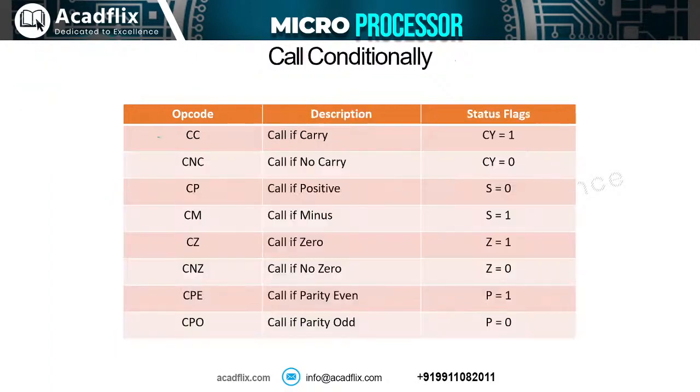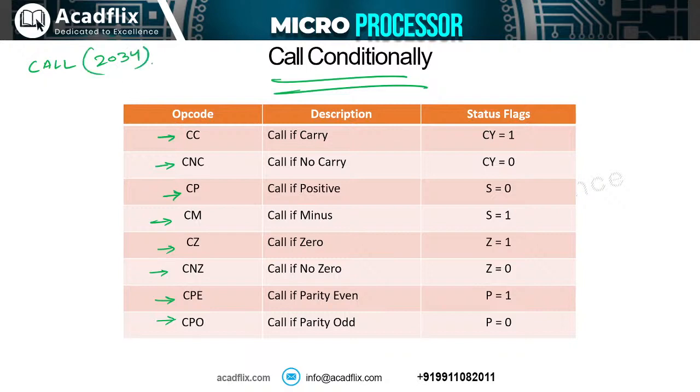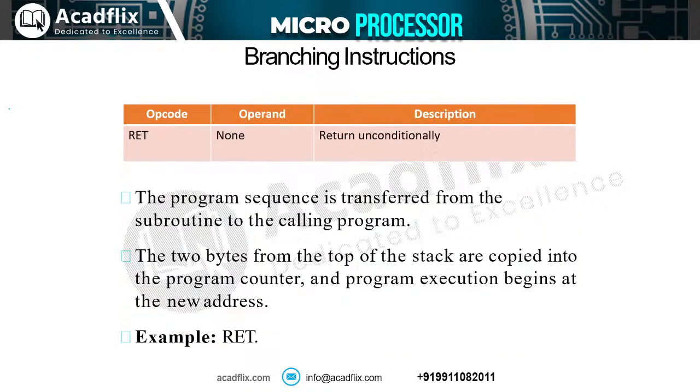Conditional call means call if carry, call if not carry, call if positive, call if minus, call if zero, call if not zero, call if parity is even, call if parity is odd. So these are the conditional calls. Unconditional means that simply with the call instruction you will specify the address where you want to jump. You do not need to specify any conditional flag if you are calling unconditionally.